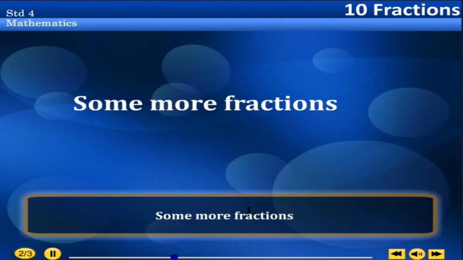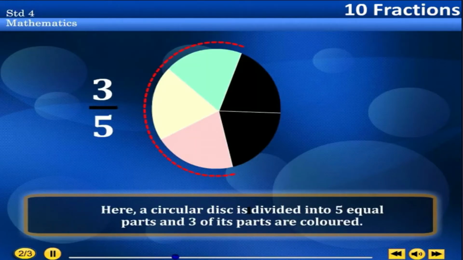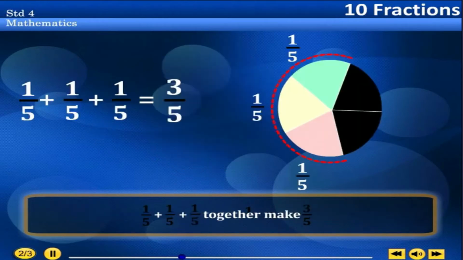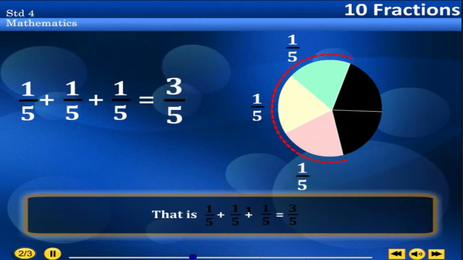Some more fractions. Here, a circular disc is divided into 5 equal parts and 3 of its parts are colored. The colored part of the disc is shown as 3 by 5. 1 upon 5 plus 1 upon 5 plus 1 upon 5 together make 3 upon 5. That is, 1 upon 5 plus 1 upon 5 plus 1 upon 5 is equal to 3 upon 5.